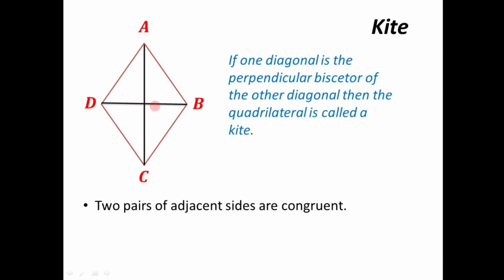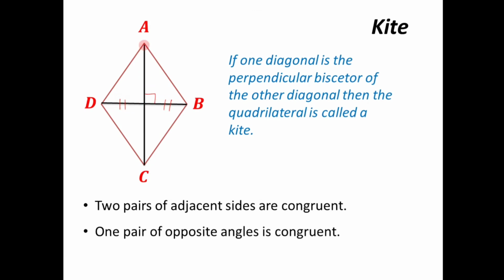Now if we draw diagonal AC and diagonal BD, we have the property of its diagonals as one pair of opposite angles is congruent. And we have defined a kite as, if one diagonal is the perpendicular bisector of the other, then the quadrilateral is called a kite. So suppose here diagonal AC is the perpendicular bisector of diagonal BD, then in that case the angle between them is a right angle and these two smaller segments are congruent. Then we say that diagonal AC is the perpendicular bisector of diagonal BD.